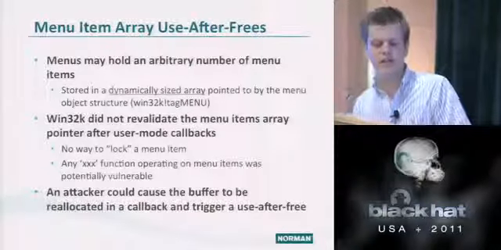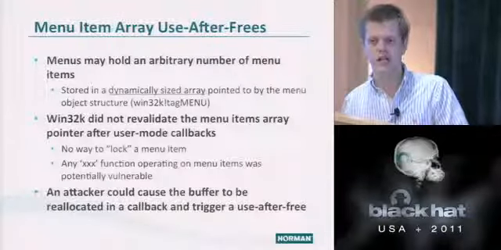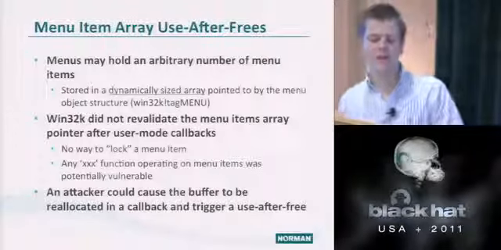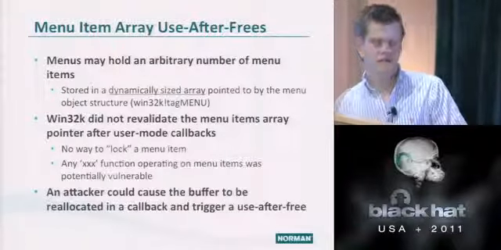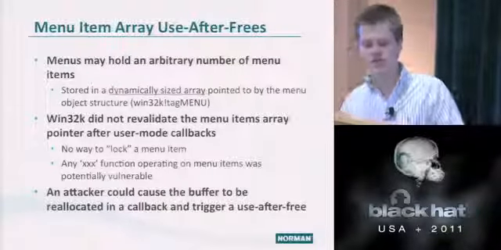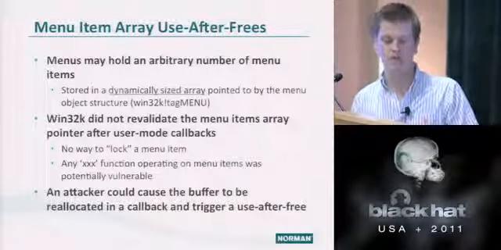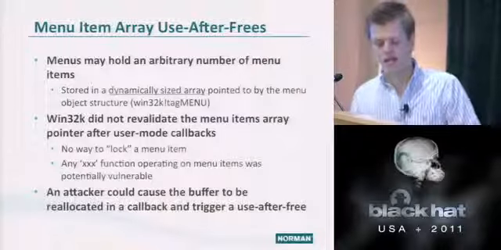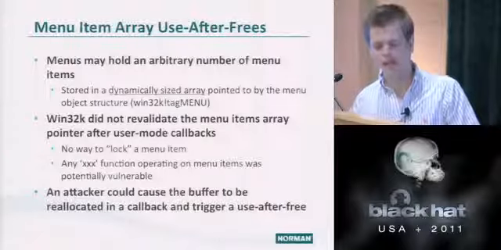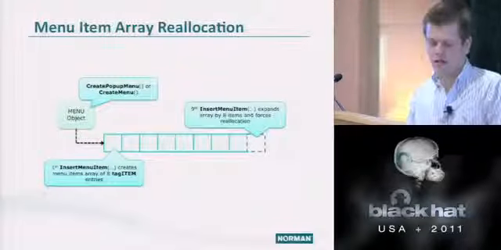Menus hold an arbitrary number of menu items. These, like I said, are stored in a dynamically sized array. And after user mode callbacks, Win32k did not in any way validate potential changes in this array. And there's no way to lock a menu item, so they couldn't do that. Any of the xxx functions operating on a menu item was potentially vulnerable. An attacker could easily reallocate the buffer in a callback and trigger use after free. So this is how that looks.